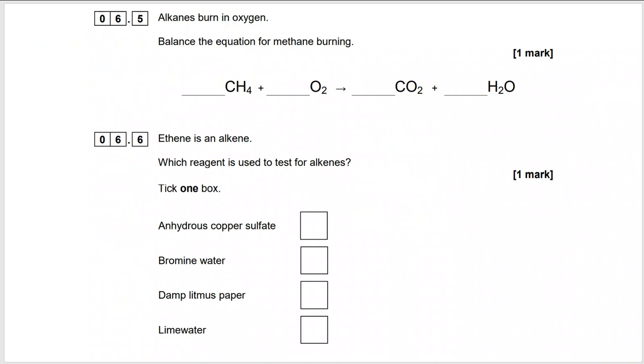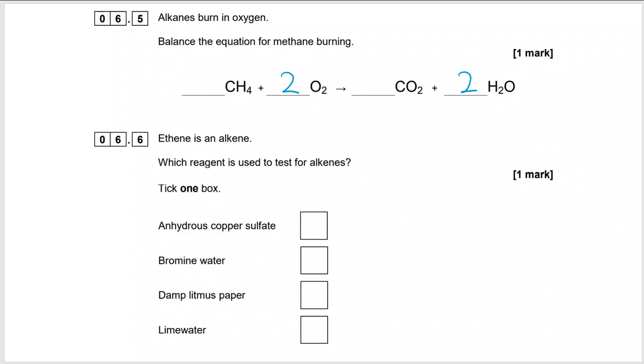Moving on to 6.5, we are doing a combustion of alkanes equation. I'm always going to recommend you follow the rule of CHO here, balance the carbons, then the hydrogens, then the oxygens. So I've got 1 carbon on the left and on the right, but I've got 4 hydrogens on the left and 2 on the right, so I need 2 H2O. That now means I've got 4 oxygens on the right, 2 in a CO2, and 2 in 2 H2Os, so I need 2 O2 to balance that one.